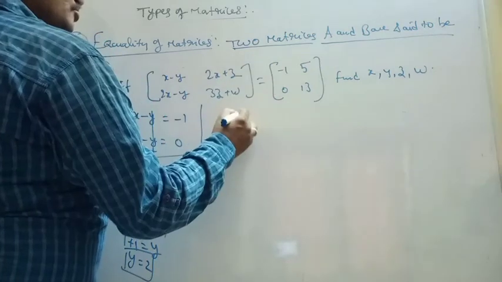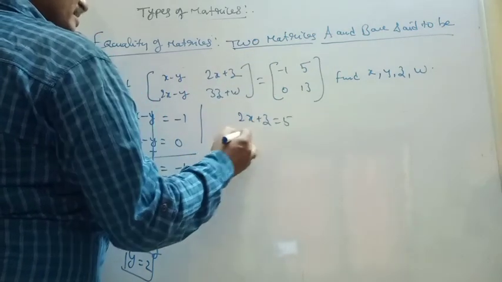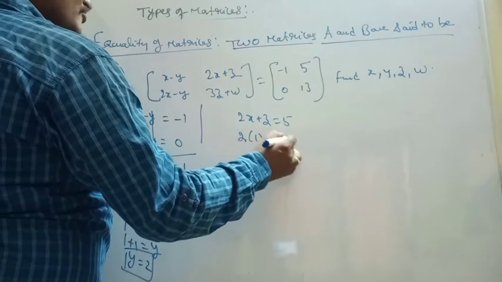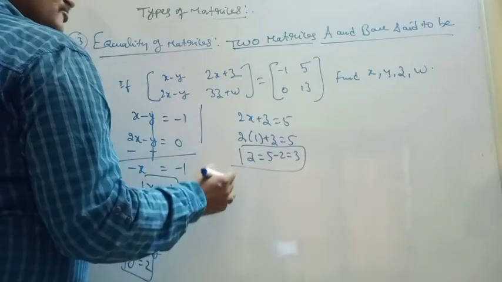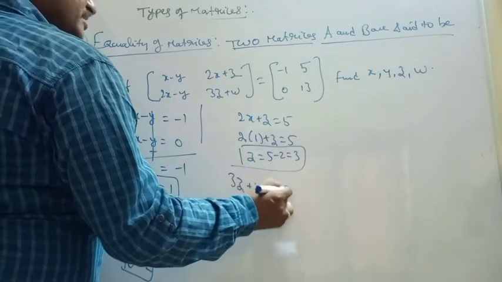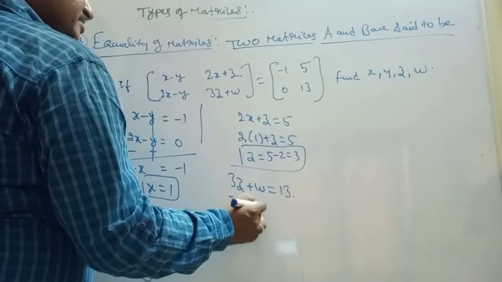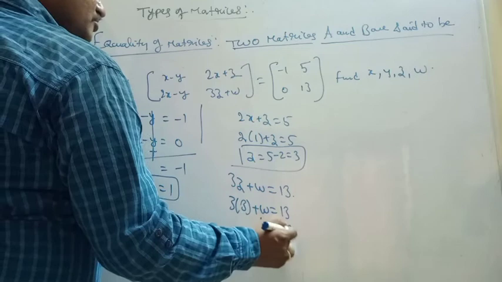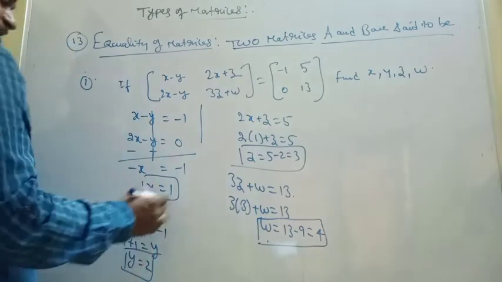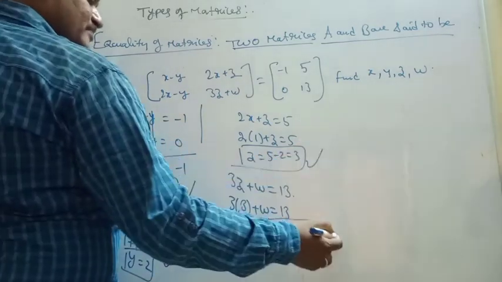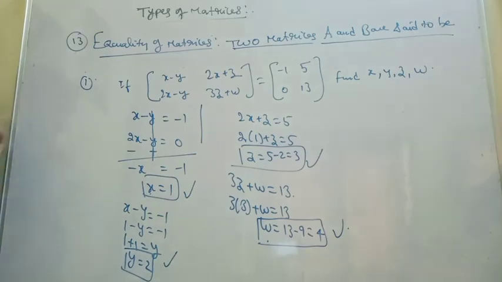And by comparing these two also, 2x plus z is equal to 5. 2 into 1 plus z is equal to 5. Z equal to 5 minus 2, that is 3. Now 3z plus w is equal to 13. 3 into 3 plus w equal to 13. W equal to 13 minus 9, that is 4. Therefore w equal to 4. X is 1, y is 2, z is 3, w is 4. In this beautiful way we have got this particular problem, my dear students, right? Equality of matrices.